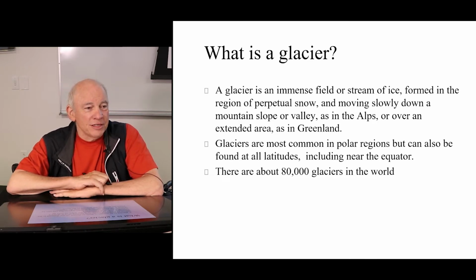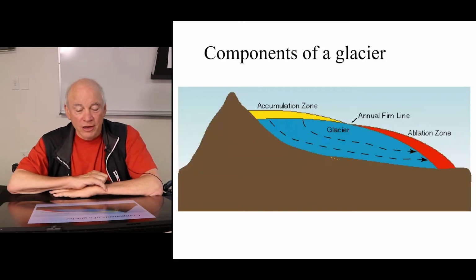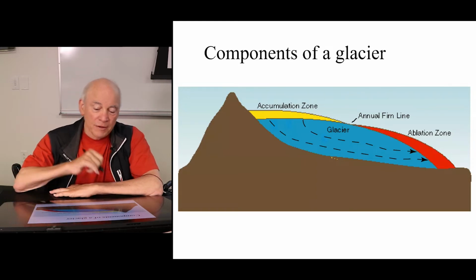It used to be that people didn't think it was possible to have a glacier near the equator because it's so hot. But if you get high enough, you can have glaciers, and we'll see some. There are about 80,000 of these in the world. So here are the components of a glacier, very simply.